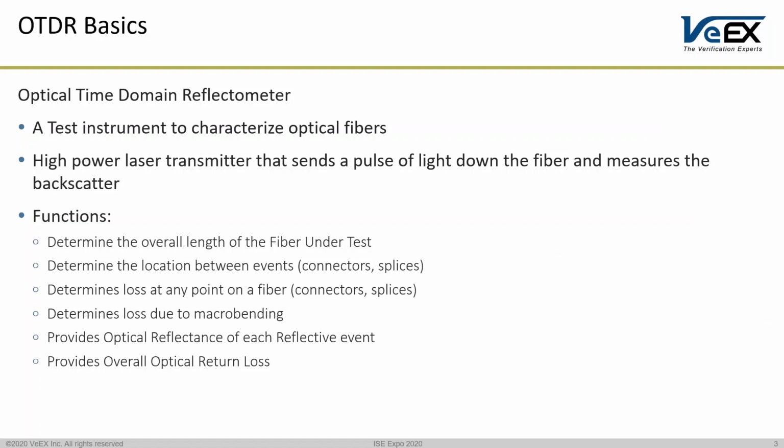So let's start off with the basics. An OTDR stands for optical time domain reflectometer. So what is it? It's a fiber optic test tool that is essential for anyone who deals with fiber. You may or may not use it personally, but you at least have had some exposure to it. An OTDR uses a high power laser transmitter that sends a pulse of light down the fiber and measures the backscatter. And through that process, it's able to locate any of the events along that fiber.